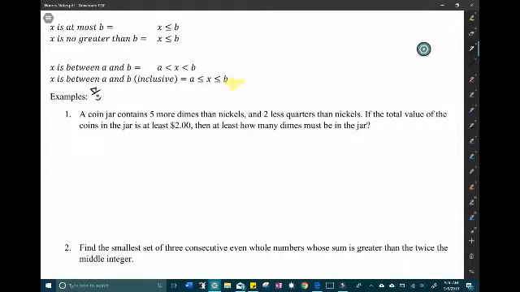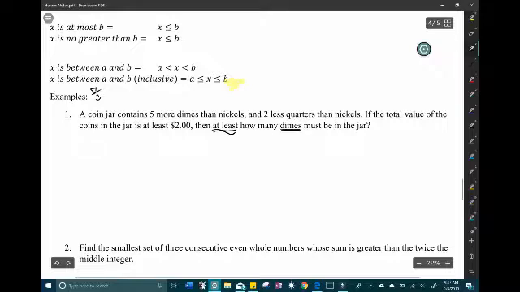So a coin jar contains 5 more dimes than nickels, 2 less quarters than nickels. If the total value of the coins in the jar is at least $2, at least how many dimes must be in the jar? Okay, doesn't look like a lot, but really, there is quite a lot going on here. So, at least how many dimes must be in the jar? So we see at least.